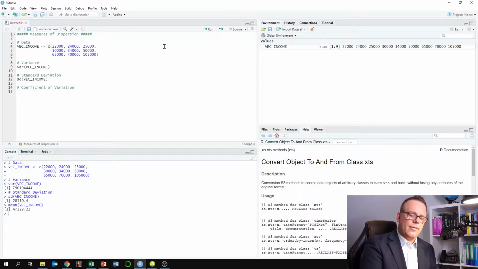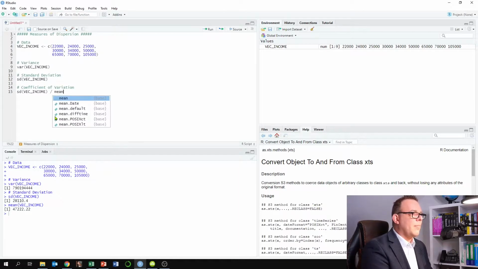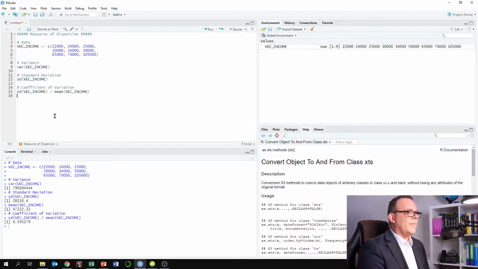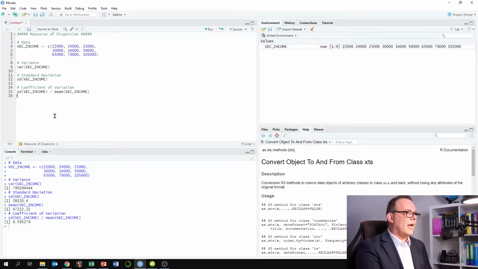There is no command for it, but the coefficient of variation is just the standard deviation divided by the mean. Accordingly, we can use the standard deviation that we have already used and divide it by the mean that we have also already calculated. And there it is: 0.59. So it's a 59% deviation that we see here from the mean on average. This is how to interpret this one.